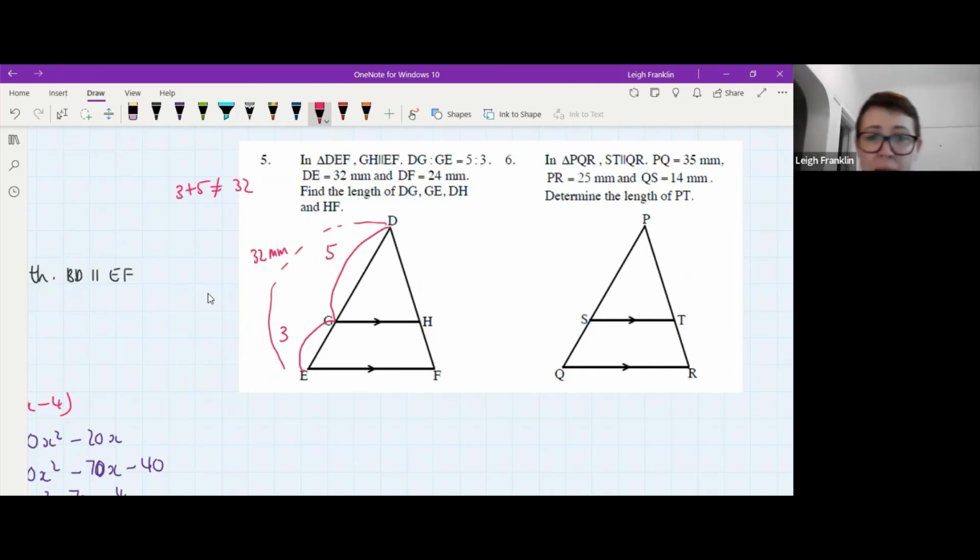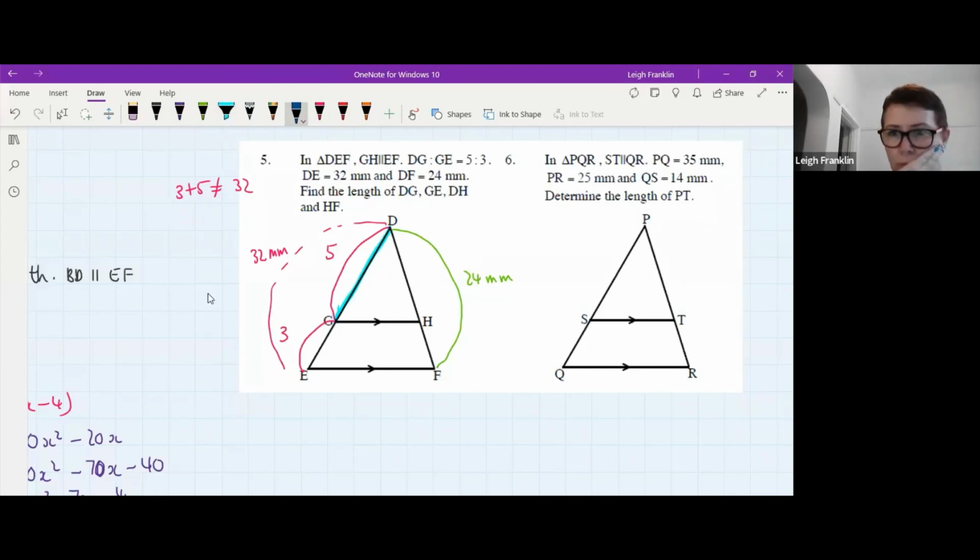All right. DF, they tell us, let's change color. Let's use green. DF, they tell us, is 24 millimeters. So that's an actual length. And now they want us to calculate the length of DG first. So let's highlight DG for ourselves. That's this bit over here. Anyone got any idea how we're going to calculate the length of DG?